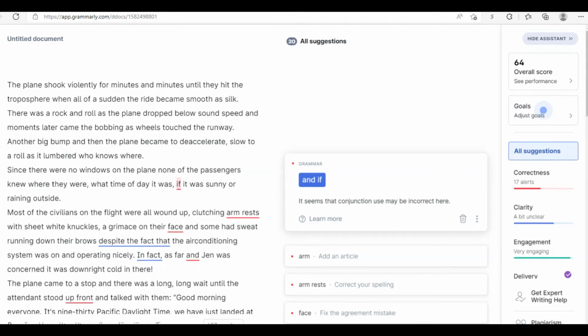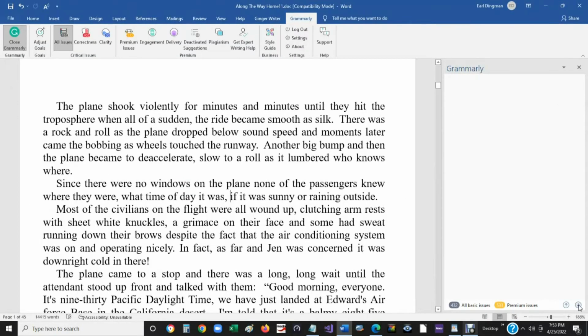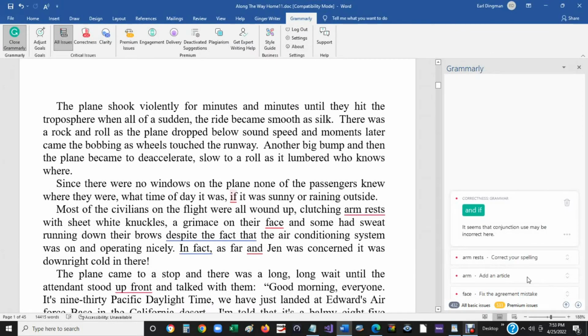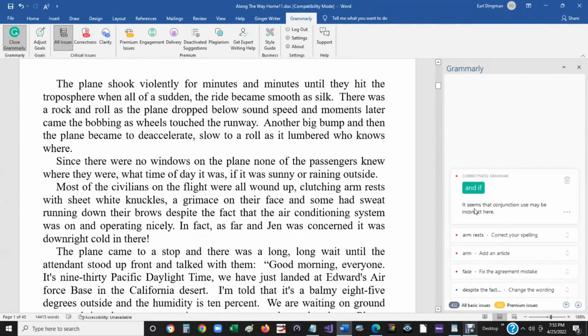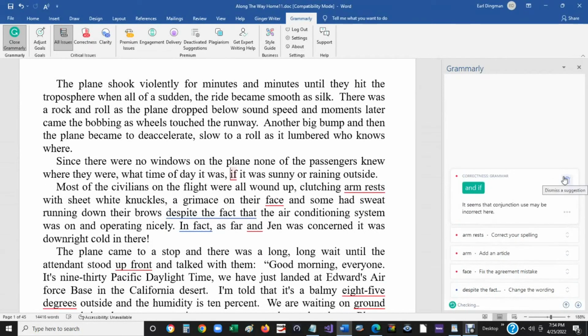Grammarly also works standalone at the site. So if it doesn't work with Google Docs, and if you don't have Word for Mac or Word for Windows, you can go to the Grammarly site. And if you don't have Microsoft Word, you can go to the Grammarly site, upload your chapters or your entire document, and it will give you all the changes. Whereas here, as you can see, it works side by side, and it comes up, and it's the click of a button. Here it wants to do and if, and you can undo it if you want.